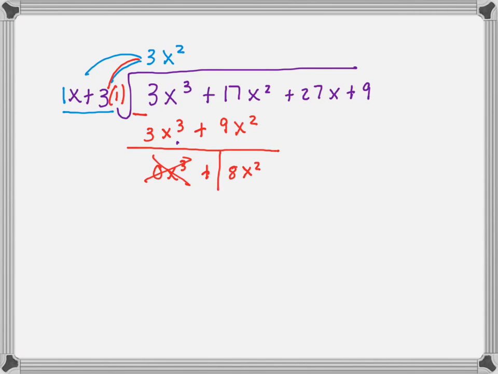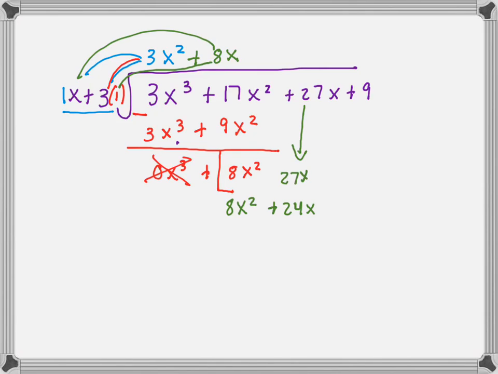And now we need to focus on this 8x squared. So if we look at it, we can see that 8 divided by 1 is just 8, and then x squared divided by x is just x. So now we have an 8x up here, which now has to go to both of these terms as well. So if we multiply the 8x by x, we get 8x squared, and if we multiply the 8x by 3, we get plus 24x. Now we're going to carry down this 27x, and now we can subtract the terms. So 27x minus 24x is going to give us 3x, and now we can bring down this 9, which is going to give us plus 9.